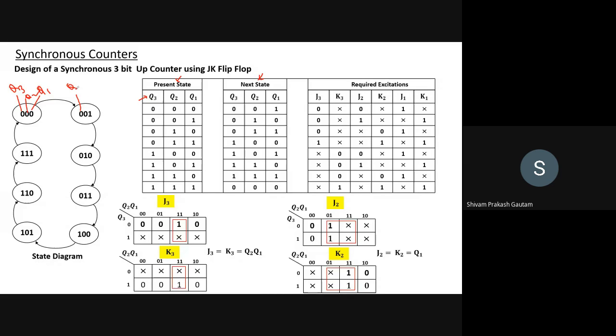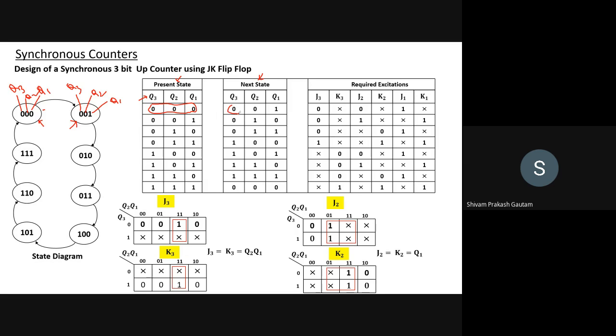Again, this can be Q3, this state can be Q1, and this state can be Q2. So when our counter or flip-flop is in this state, then this state will become the next state for this flip-flop. I hope you're understanding, right? If our counter is staying at this state, we want our counter to go to 1, 0, 0, 1. So present state is representing 0, 0, 0, and we want the next state to be 0, 0, 1.